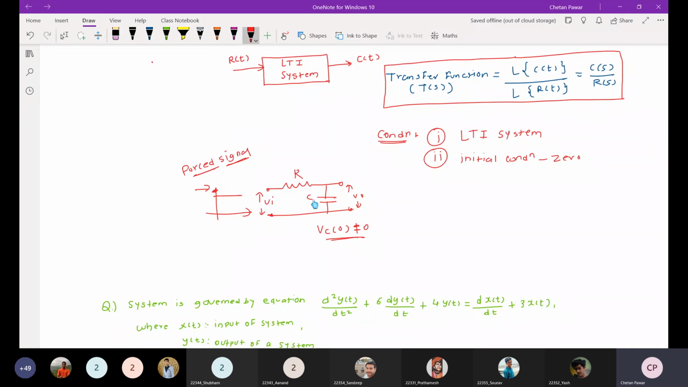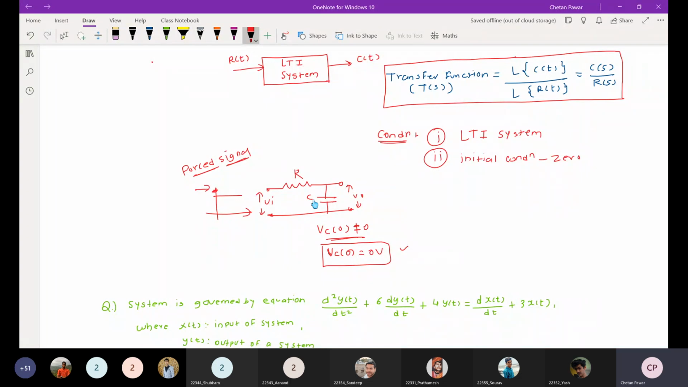and you can't determine the transfer function of this system because you don't know what the initial voltage across this particular capacitor is. So we are assuming that initial conditions are 0 and the initial voltage across the capacitor is 0 volts. That is the condition when we calculate the transfer function of the system. So initial conditions are 0.